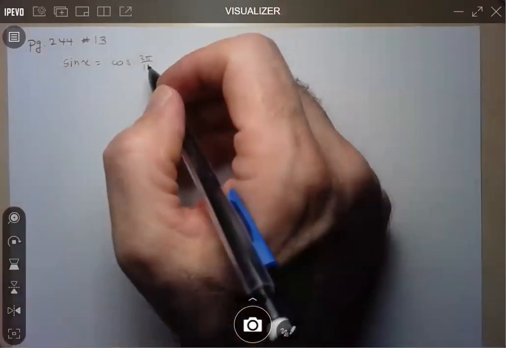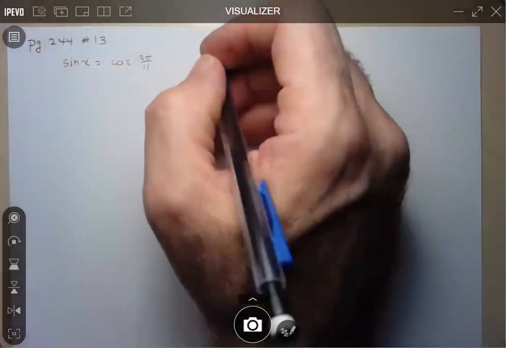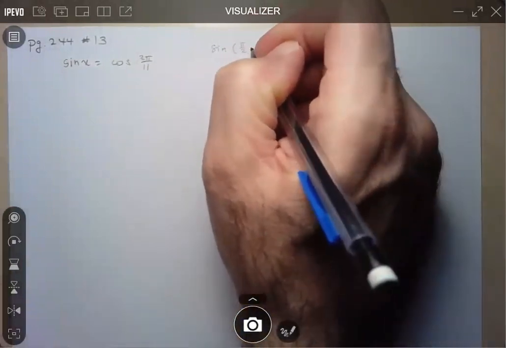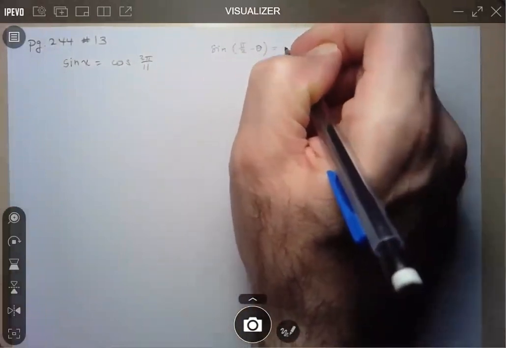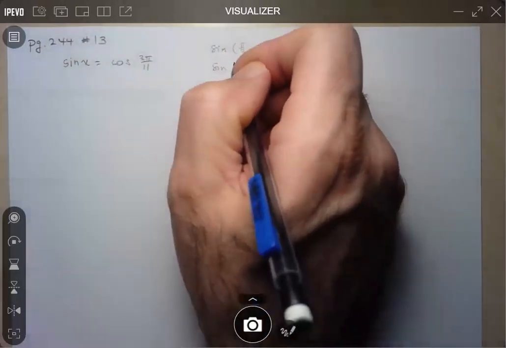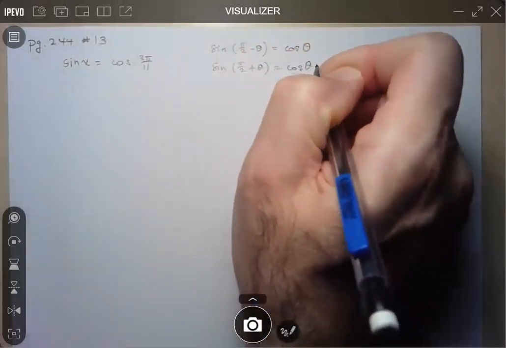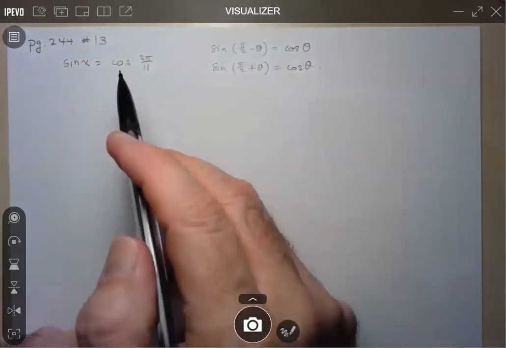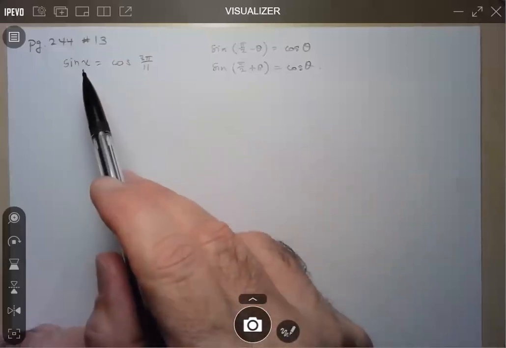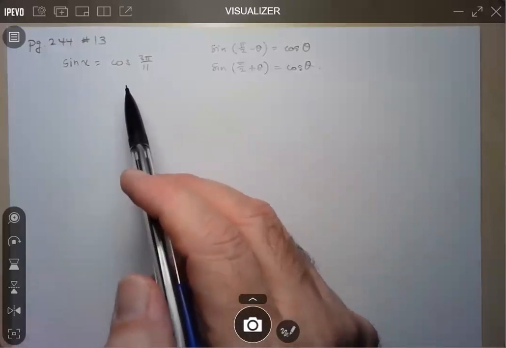Okay, if we look on our formula sheet, you'll see two identities that match this structure. Sine of pi over 2 minus theta is equal to cos of theta. So that's one of the identities. And the other one is sine of pi over 2 plus theta is equal to cos of theta. If I was just looking for an answer, I could use either one. But here they're specifically telling me that x has to be in the second quadrant, so that might affect which one I choose to use.